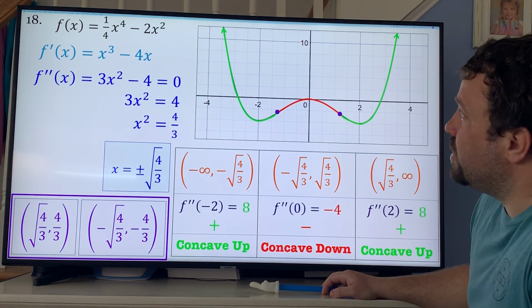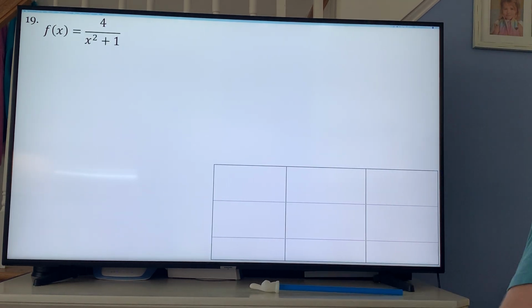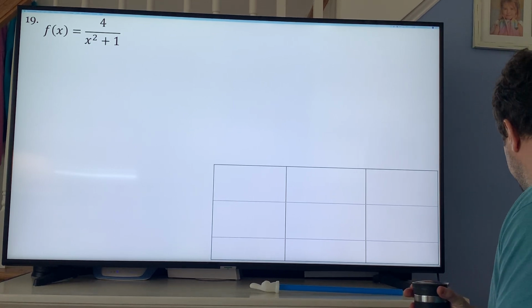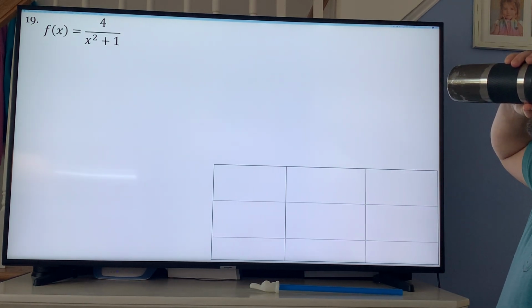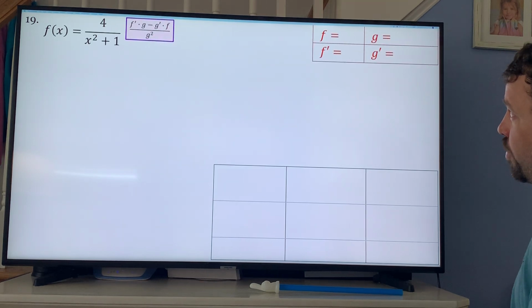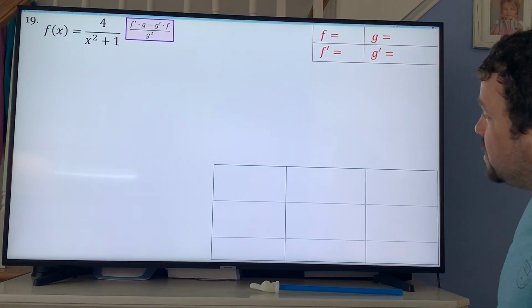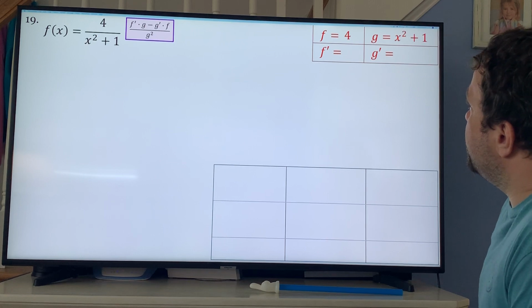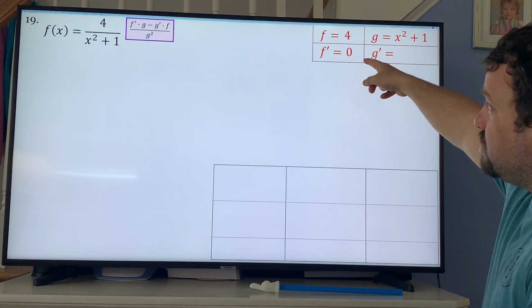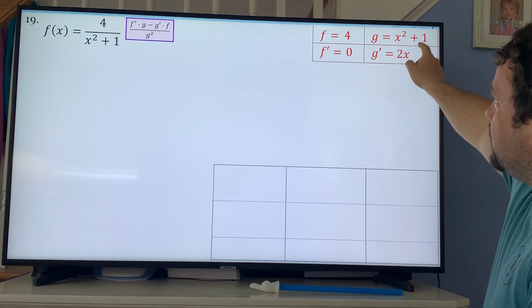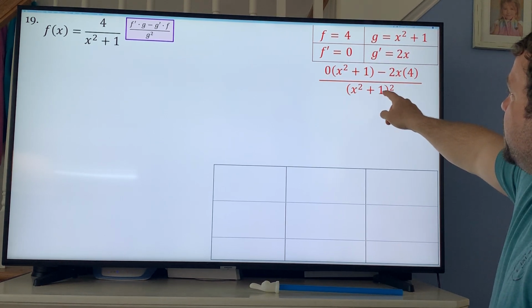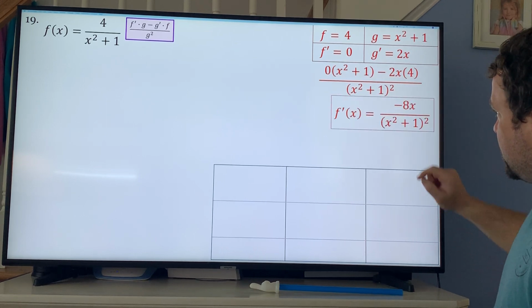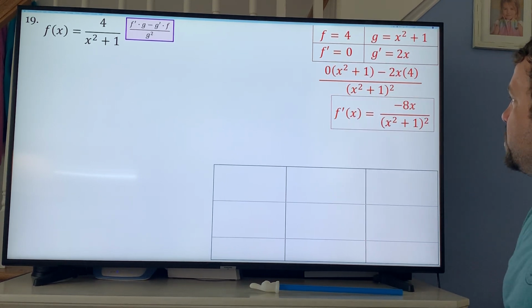All right, so next problem. Problem number 19. Now this one is a quotient rule, so do that as well. And then this is the last one of these types. That's quotient. 4x squared plus 1, 0, that's good, and 2x. So f prime g, 0 times this minus g prime f over g squared. 0 minus 8x, over 2x squared plus 1 squared.